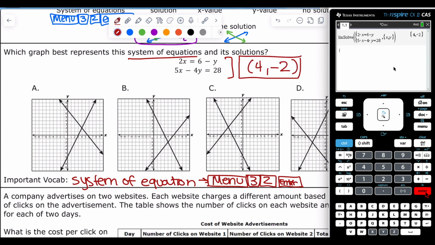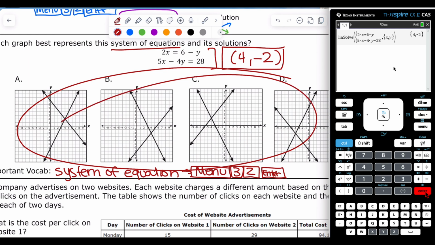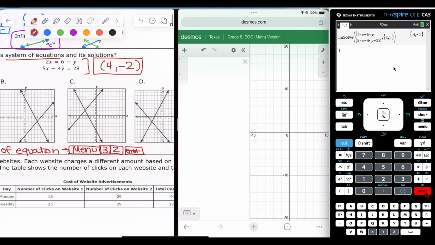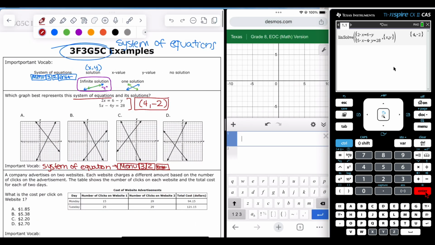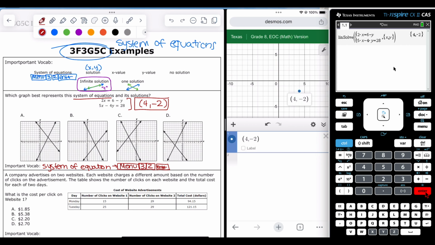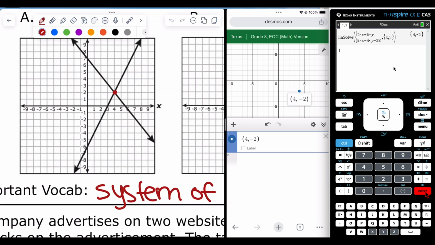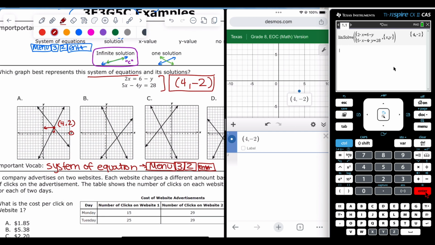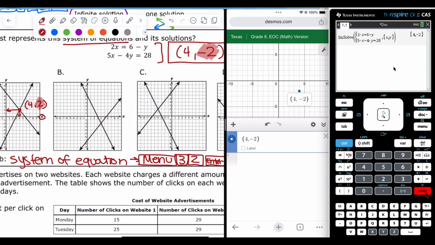Now this point needs to be on one of these graphs. What I'm going to do is go to Desmos to check where that point is. Okay, so I'm going to type in parentheses 4, comma, -2 parentheses. I see it's down here. So when I do this, I need to look. There's my point where they touch, and remember, it's x first, so that's 4, 2. But I want 4, -2. So this is -2, this is +2. That means A is not my answer.